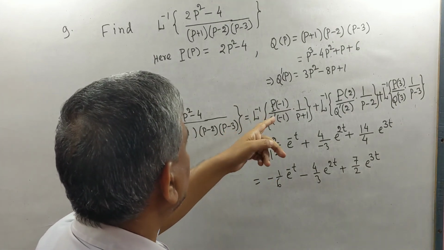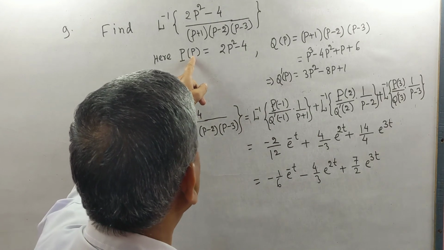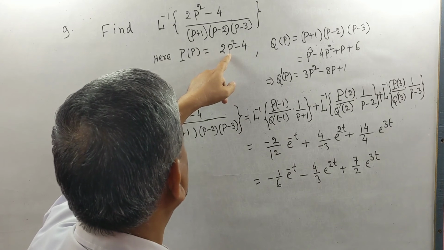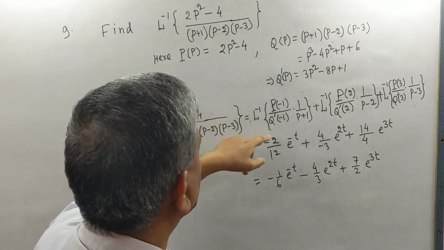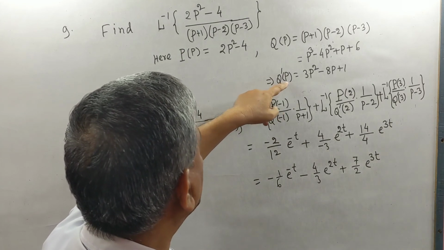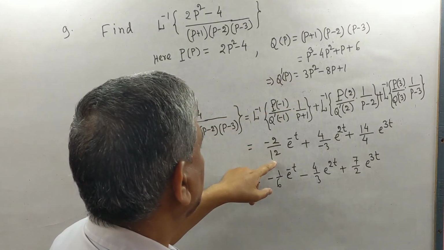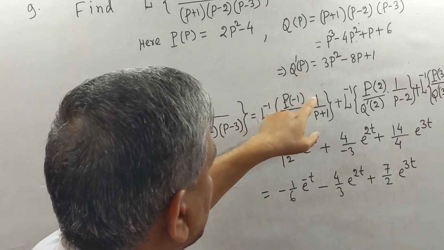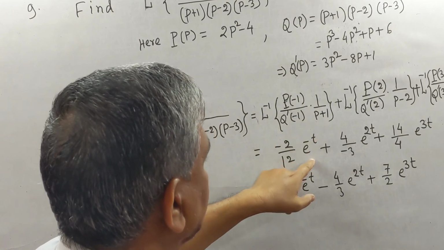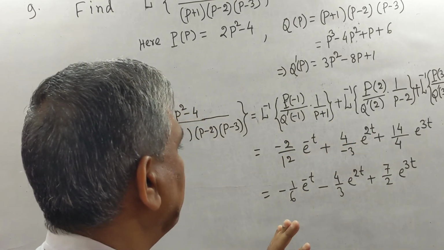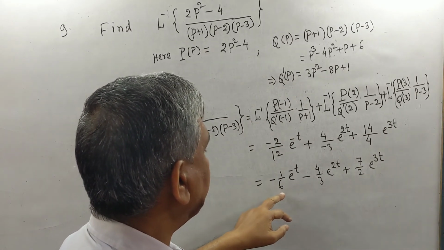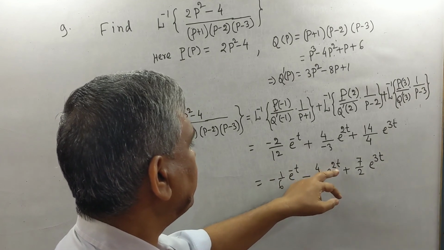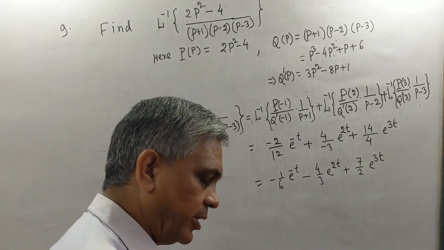If we find P(minus 1), it is 2 into minus 1 square, that is 2 minus 4 equal to minus 2. And if we put minus 1 in Q dash, we get 12. So minus 2 by 12, and the inverse Laplace transformation of 1 by p plus 1 is e to the power minus t. Similarly for the other values. By simplifying, we get this result: minus 1 by 6 e to the power minus t, minus 4 by 3 e to the power 2t, plus 7 by 2 e to the power 3t.